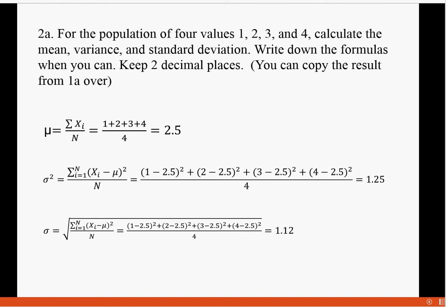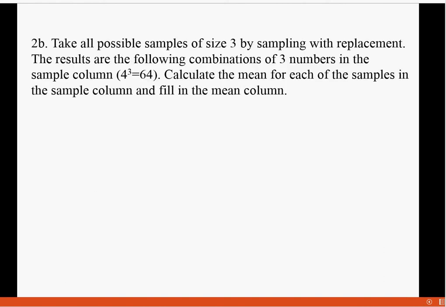Now, for 2B, take all possible samples of size 3 by sampling with replacement. So you take 3 numbers and form a sample. But the way you take it is that you first take the first value and write it down. Then you replace this number back into the pool, and you draw the second value, and you write down what you get the second time. After that, you place that number again back into the pool, and you draw the third value. Then you write down what you get the third time.